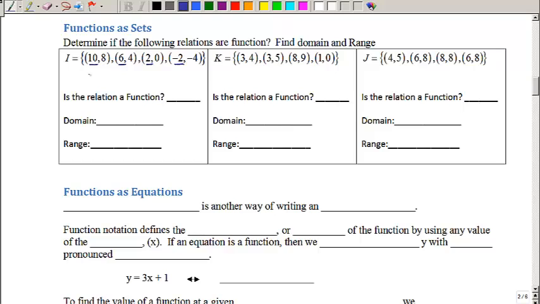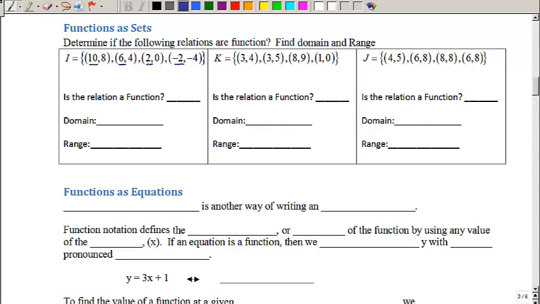are the ladies, every x, every guy, can only be dating one y. On the other hand, the y's, the ladies, can pretty much do whatever they want. It's the x values that need to be on their best behavior. The x's can only be mapped to one y. So 10 is being mapped to 8, 6 is being mapped to 4, 2 is being mapped to 0, and -2 is being mapped to -4.